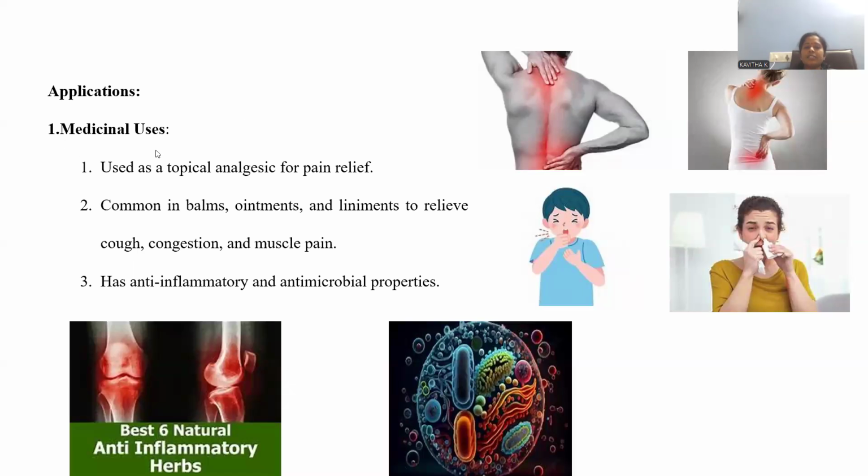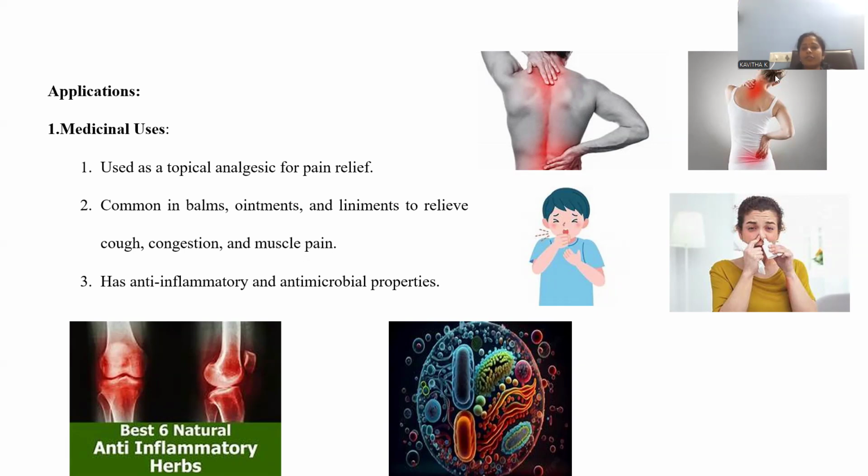Applications, medicinal uses. Used as a topical analgesic for pain relief. What kind of pain it might be, we can apply this camphor in powdered form so that it is used to relieve the pains. So the pain-relieving tendency is the common medicinal application for camphor. Common in balms, ointments and liniments to relieve pains, and also not only pains but also cough, congestion and muscle pains, right?